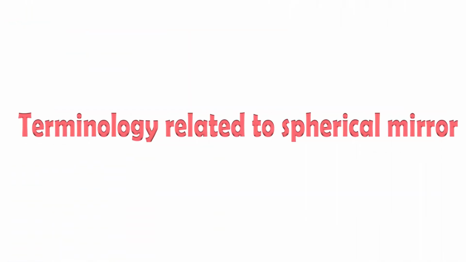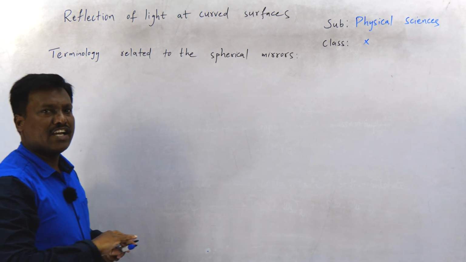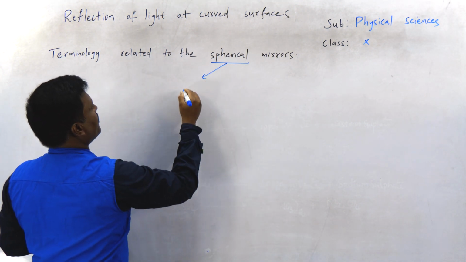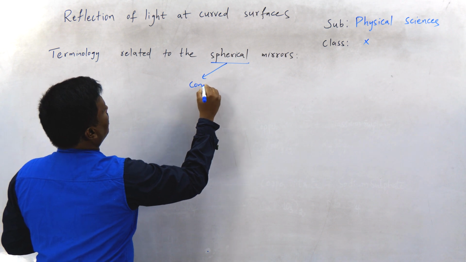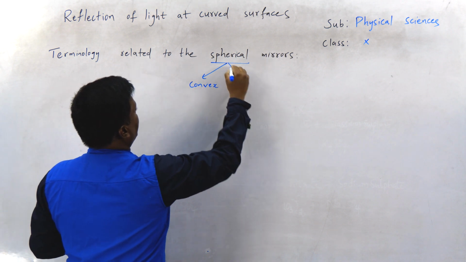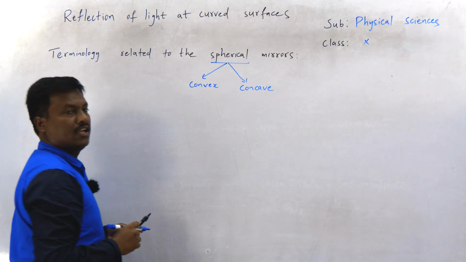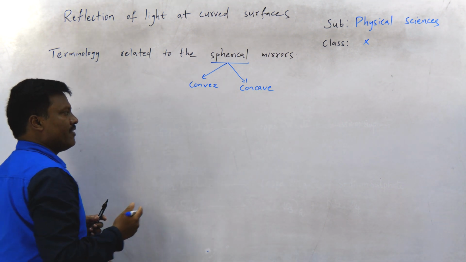Terminology related to the spherical mirrors. So already we have discussed there are two types of spherical mirrors. One is convex mirror and the other one is concave mirror. Okay, how do we understand concave mirror and convex mirror?